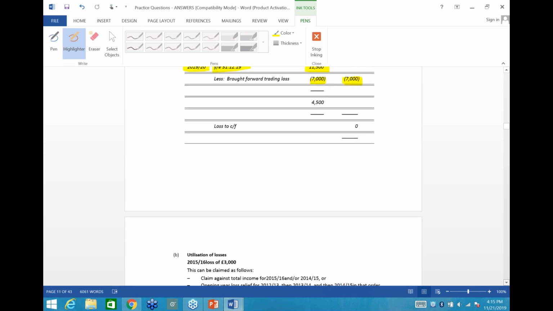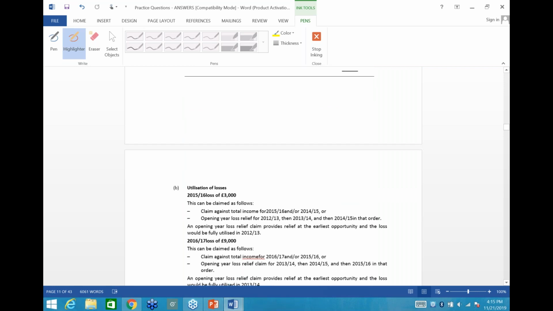Then question number 2. Explain and show how the loss incurred in the first 2 calendar years of trading is to be relieved so as to provide relief as early as possible. Now the second requirement is different. First one wanted us to use the carry forward relief. But the second question wants us to use an alternative relief, which is known as the opening year relief.